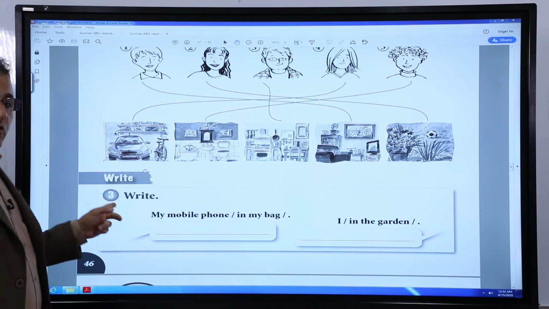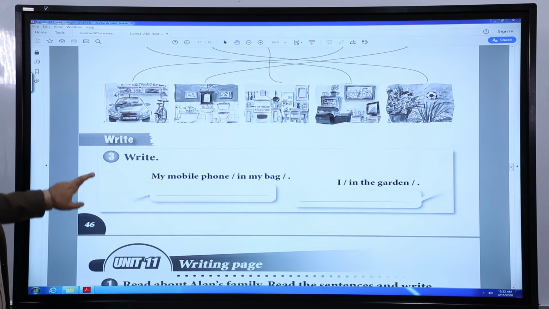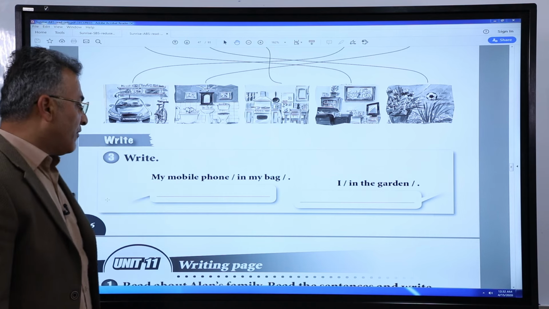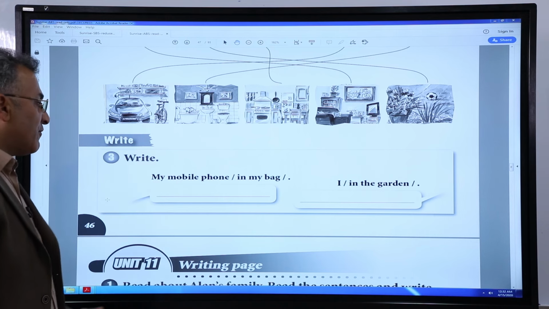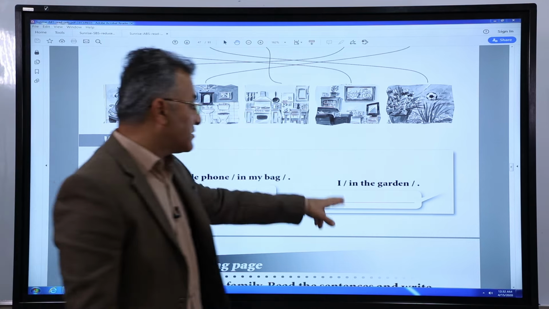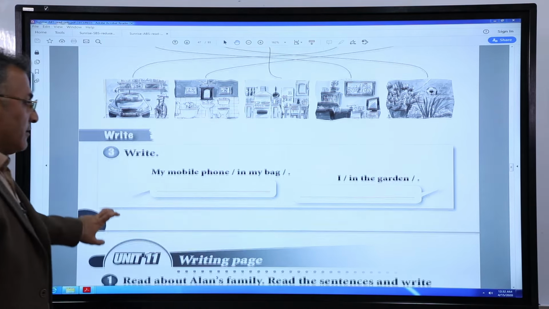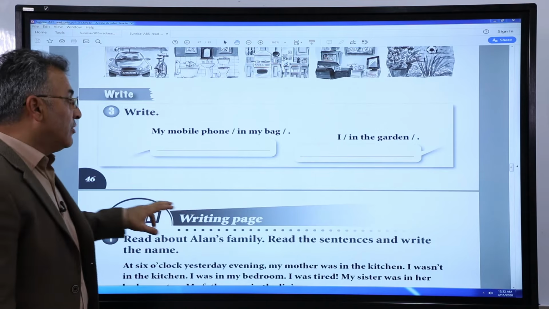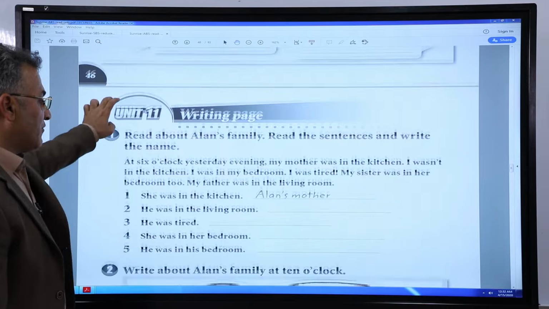If you go to part three, it says my mobile phone in my bag. My mobile phone was in my bag. I was in the garden. This is your homework. You have to finish it by yourself.